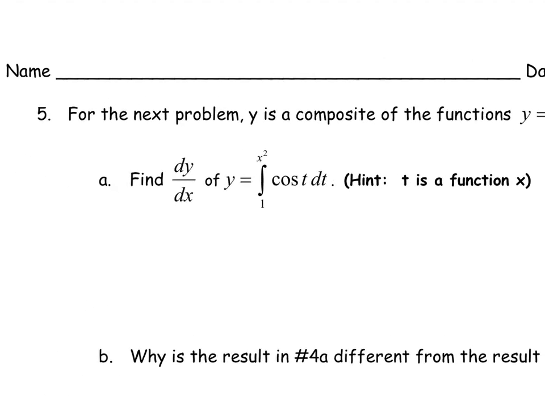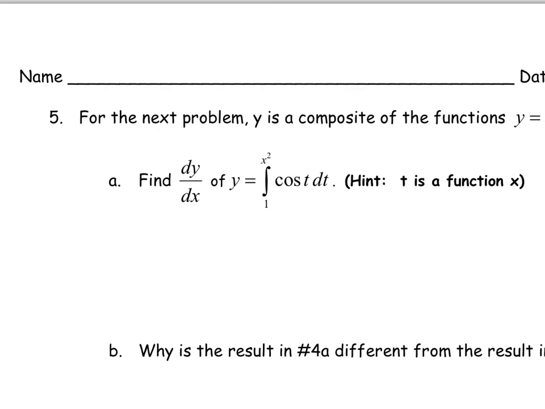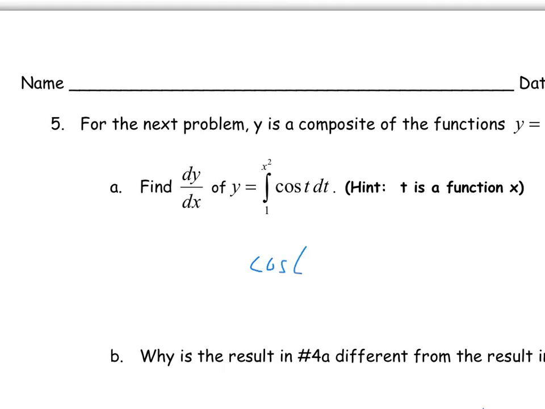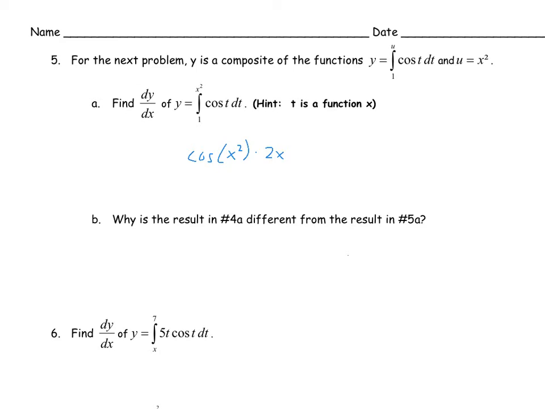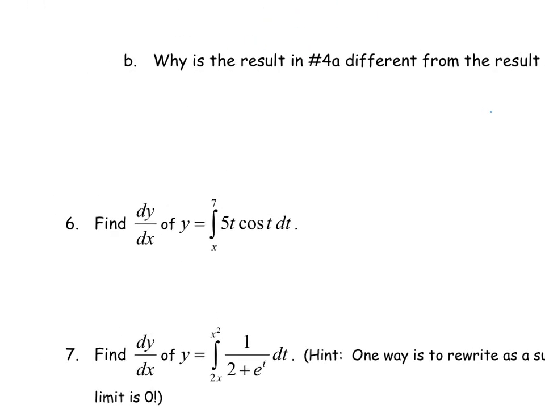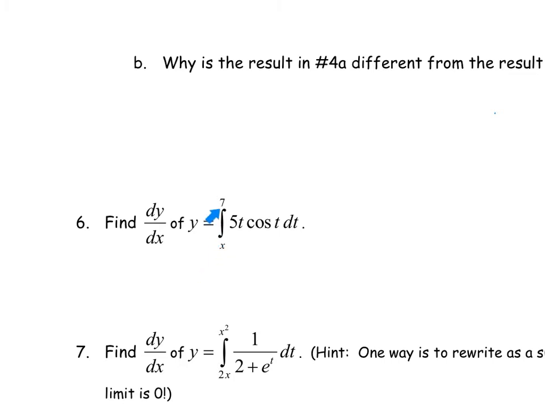Alright, now here's something I already talked about, where our upper bound is now x squared. So the derivative of the integral is going to be cosine with the bound plugged in. But then, since the bound is plugged in, it's your inside function, so you got to multiply by the derivative of the bound because it's your inside function. And you get times 2x. And that is why the result is different. It's because our upper bound is a function of x, but it's more than just x. So the derivative of it, in other words, is not 1. Okay, number 6. This one, the bounds are switched, so it's going to be negative 5x cosine x.